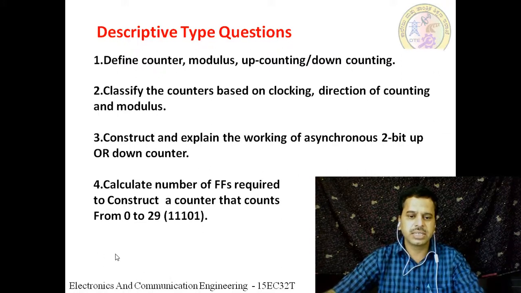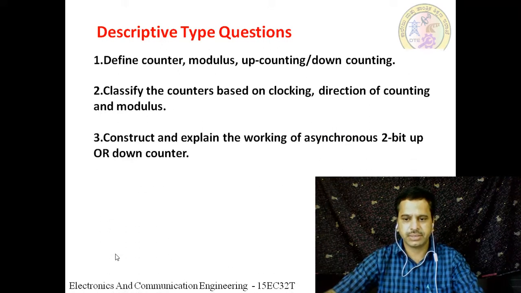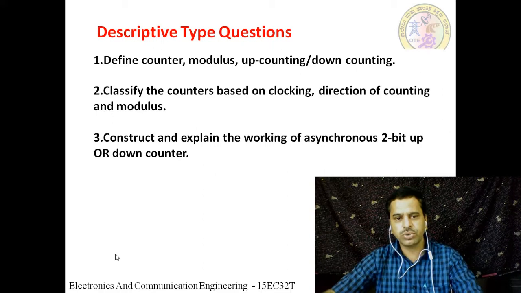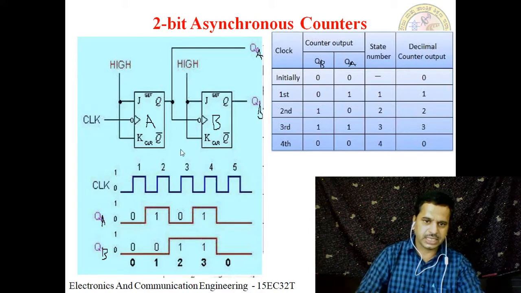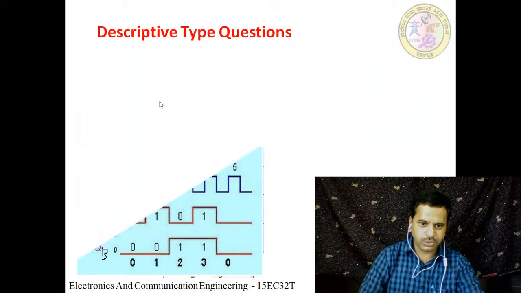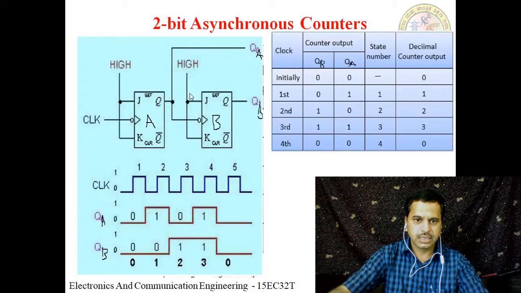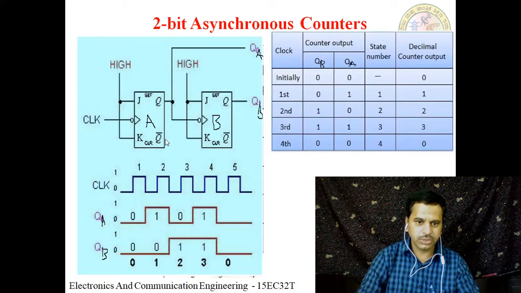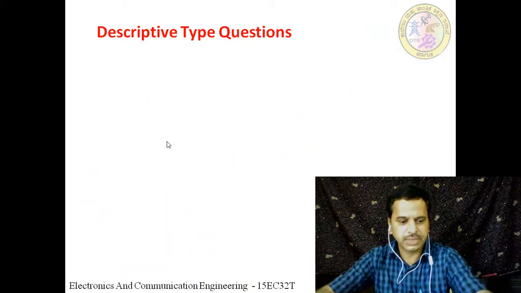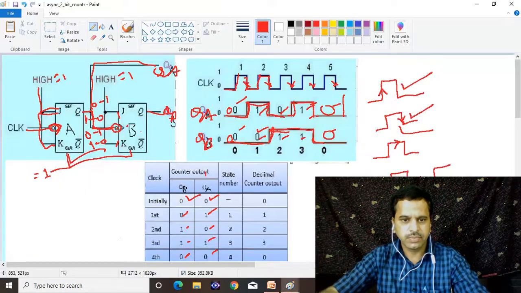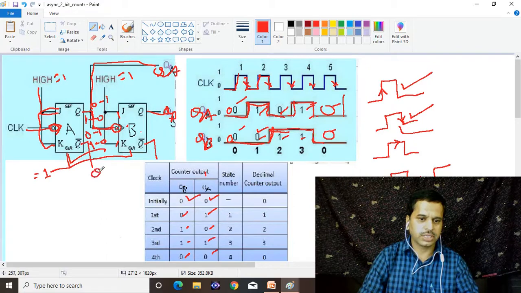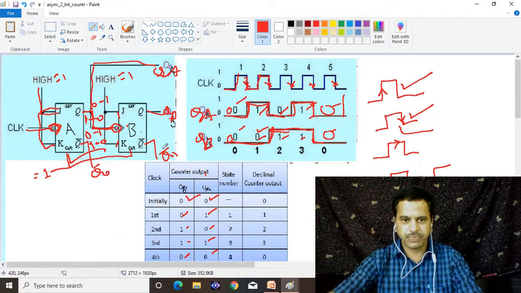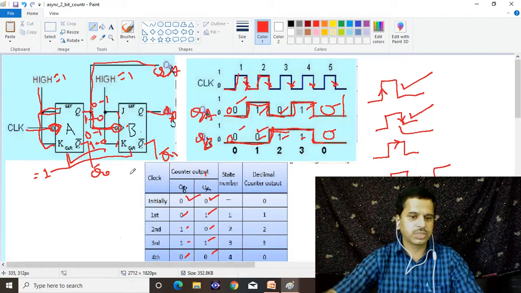We asked for the working of a 2-bit up counter or 2-bit down counter. What to do to construct the 2-bit down counter here? Instead of taking the outputs from Q, take them from Q bar, that is Q0 bar and Q1 bar. Then it acts as a down counter. Same circuit, but you take the output from Q bar.